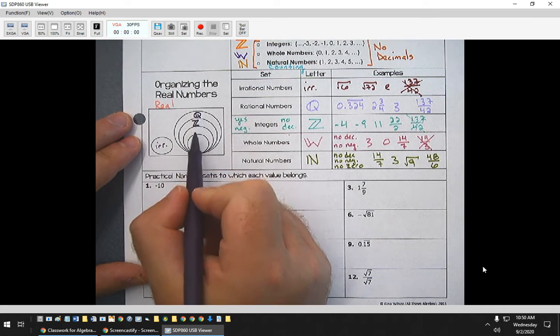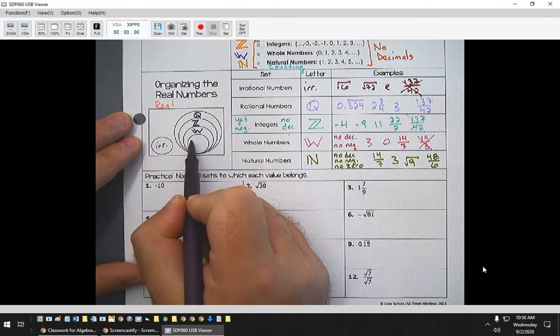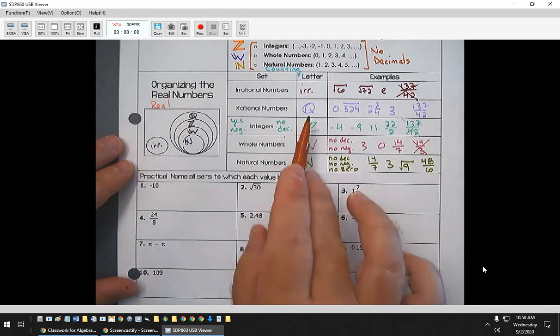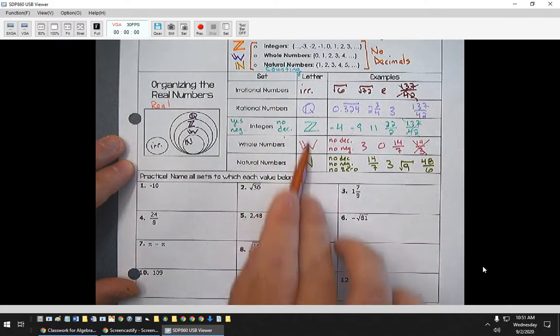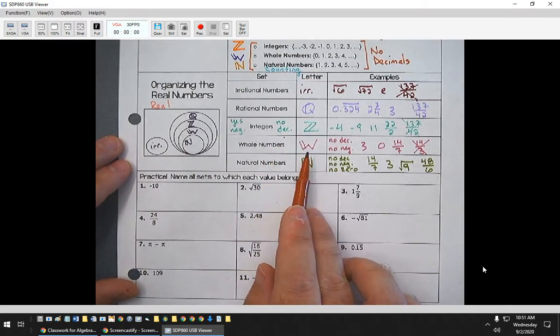Within the set of integers, there's the whole numbers. Within the set of whole numbers, there's the natural numbers. So, for instance, the number 3 belongs to all of these sets, but the number -3 does not.